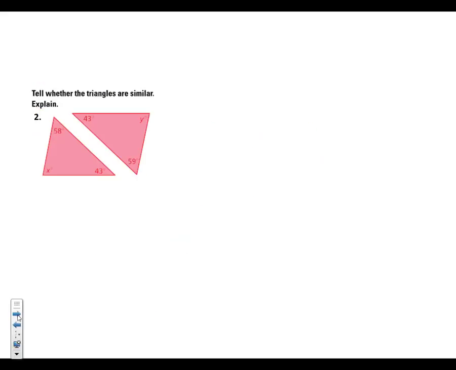Trying it one more time, telling you whether triangles are similar and explain. And of course, we take a quick look. Hey, I've got these two angles that are congruent. We have one pair of angles that are congruent. We need to find another. And again, we need to decide, is this angle x congruent to angle 59, or is this angle y congruent to angle 58? And again, it doesn't matter which one you choose to do.